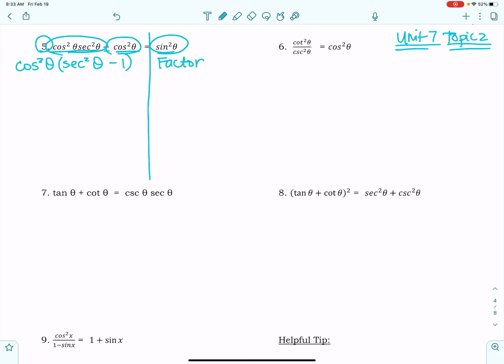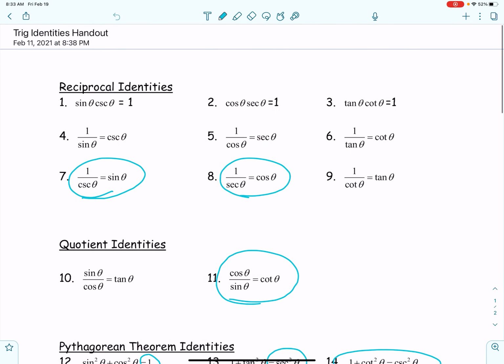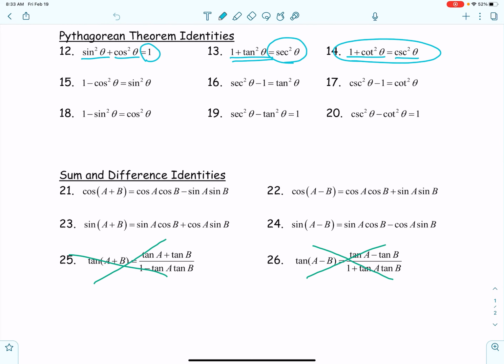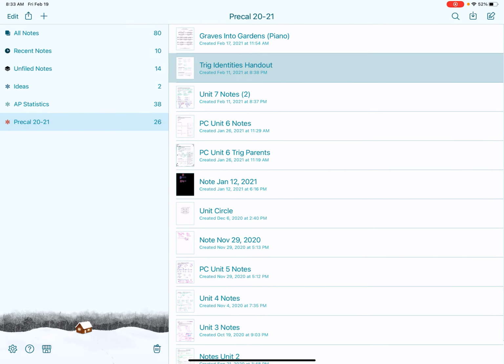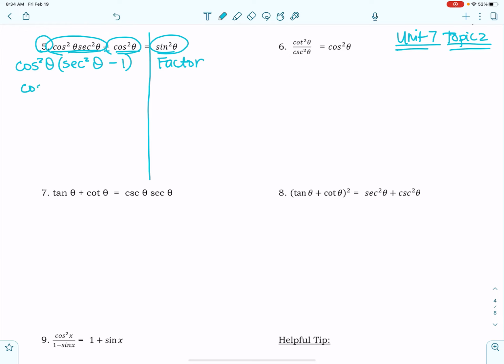And then what I'm going to do is I'm going to visit my identities page. And if you'll notice on your Pythagorean identities, we have secant squared theta minus 1 equals tangent squared theta. So I am going to change that. So I've got cosine squared theta times tangent squared theta, if I could spell tangent. And of course, that is the Pythagorean identity that I used right there. And of course, what you can do is you can expand this so that you can see it easier. Sometimes it's easier to see what you're doing when you expand things.